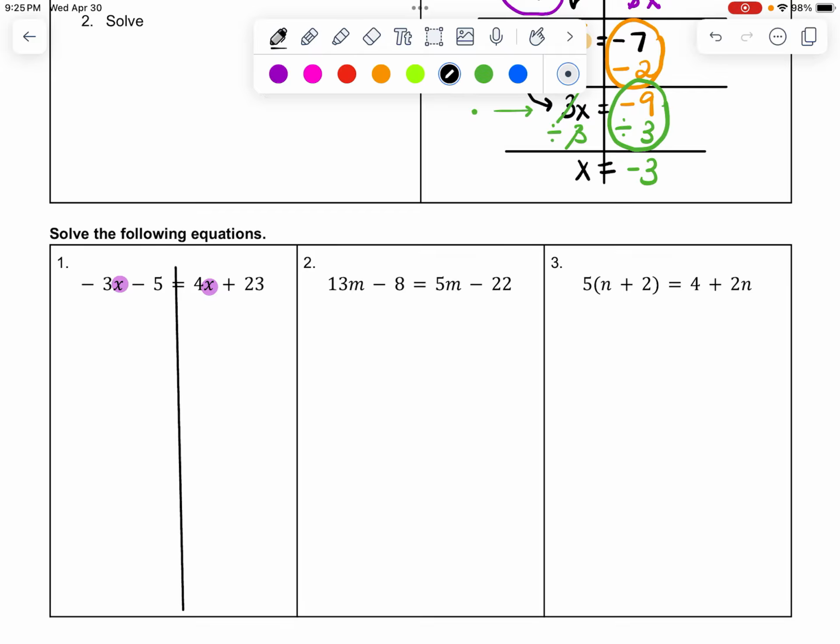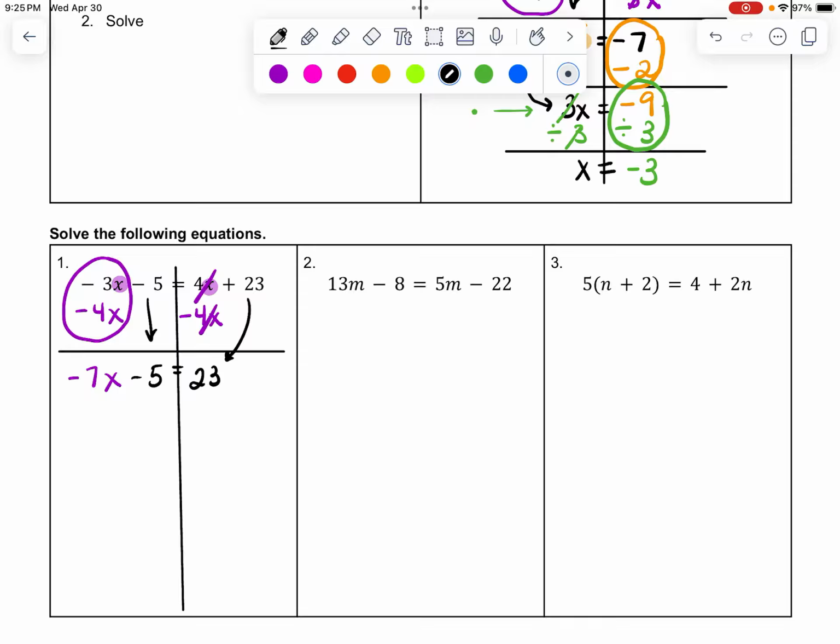So my first move is going to be to get the x's together. I'm going to subtract 4x on both sides because the opposite of positive 4x is negative 4x. The 4x's cancel on the right, and I'm just going to have 23. On the left, negative 3 minus 4 is negative 7x, and then I'm just going to drop down the minus 5. Now this equation looks exactly like the equations I've been solving.